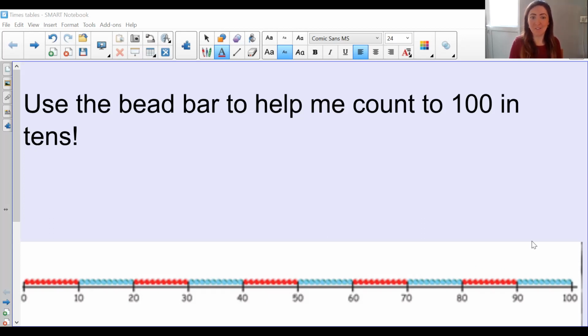Okay, great. Now see if you can have a go at doing it again without looking at the bead bar this time. Pause here to have a go.